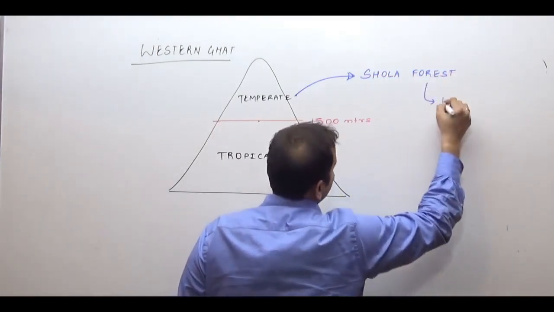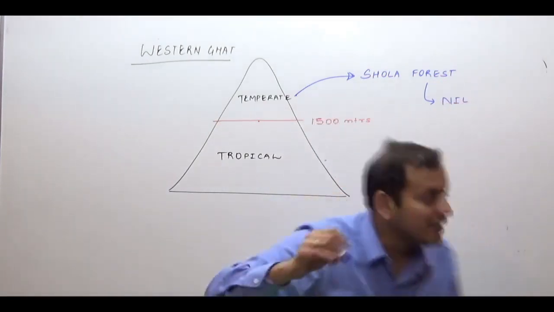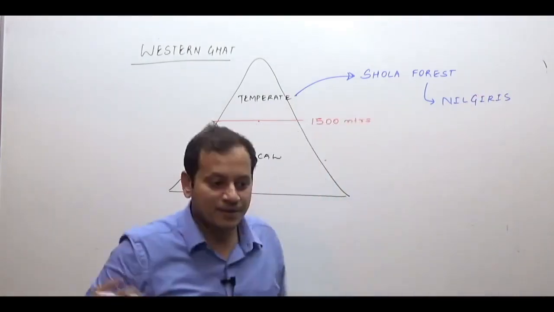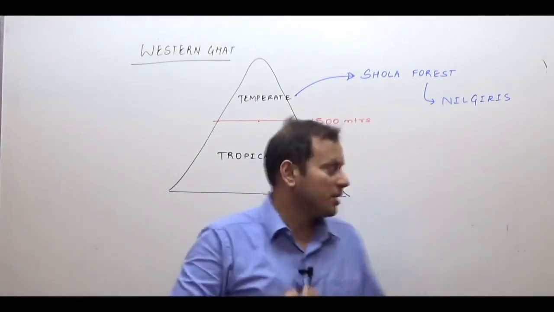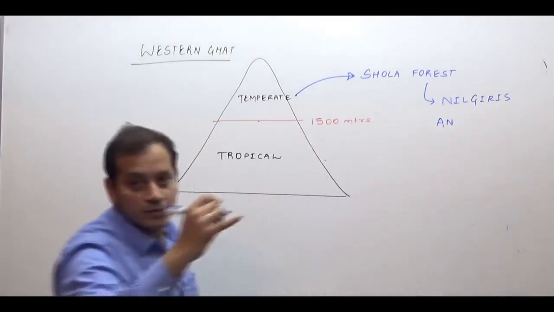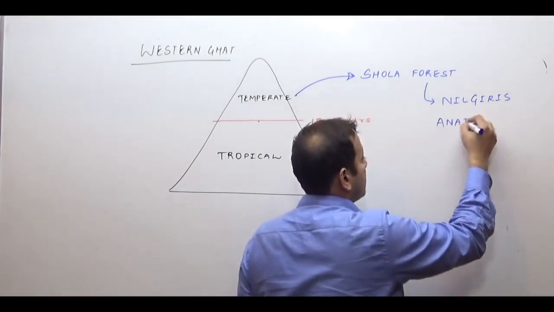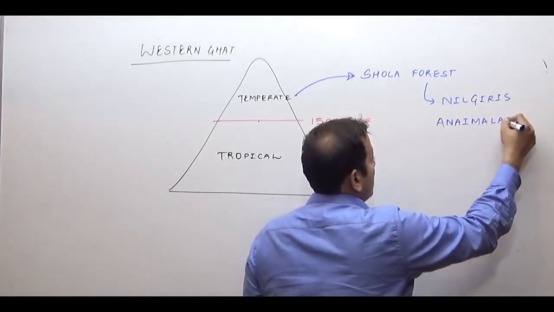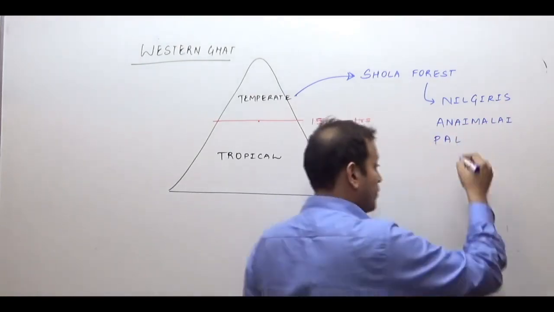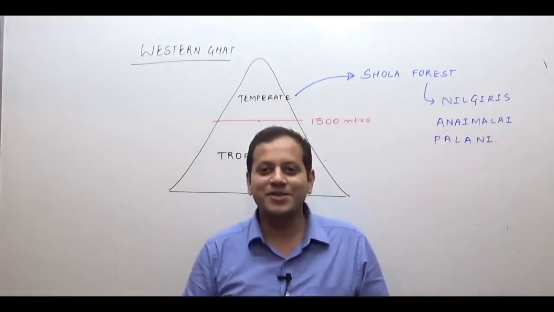In the Nilgiris, especially in the Nilgiris, but even beyond the Nilgiris, they are also known as the Shola forests in the Annamalai and Palani hills. But you remember the Shola forests of Nilgiris. So the Shola forests are found in the Nilgiris and the Palani hill complex region. I don't want to make spelling mistakes, so I have to keep referring to the spellings.